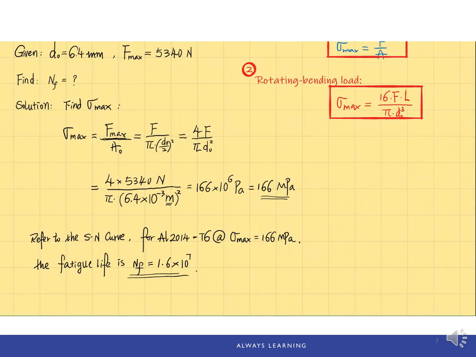And we can write down the result. Refer to the S-N curve for aluminum 2014 T6 at sigma max of 166 megapascal. The fatigue life is 1.6 times 10 to the 7.